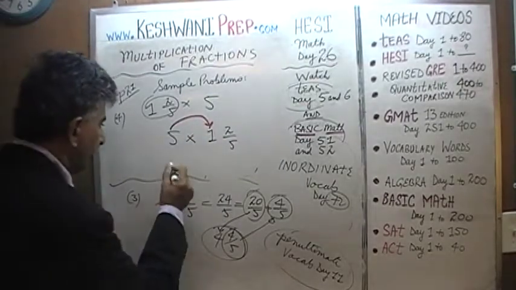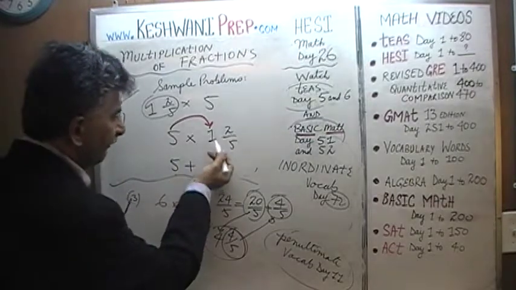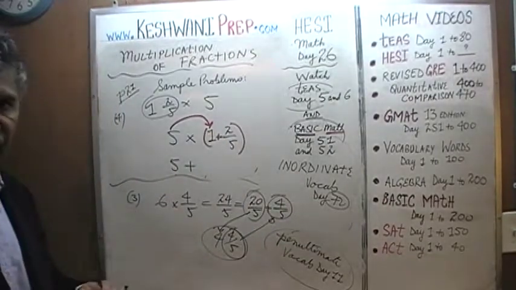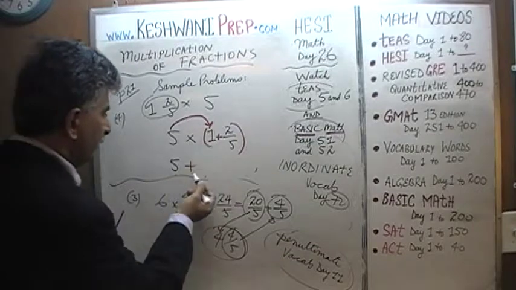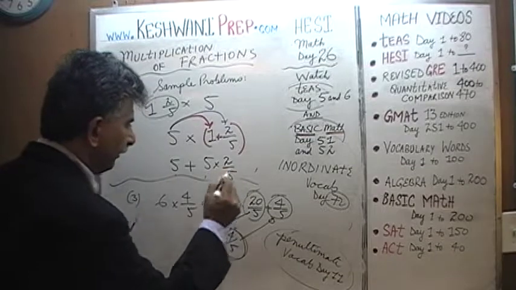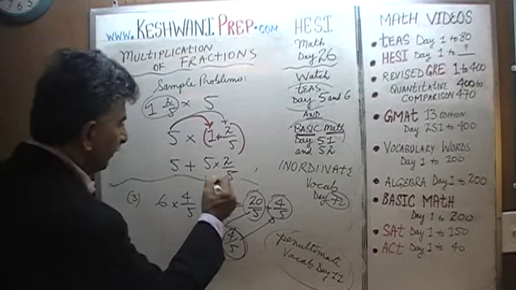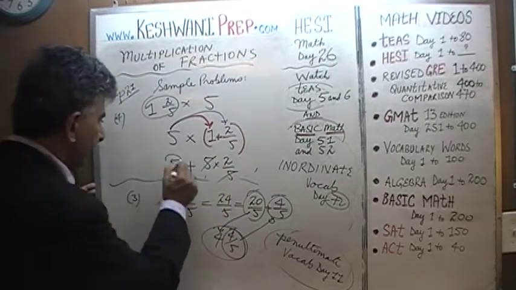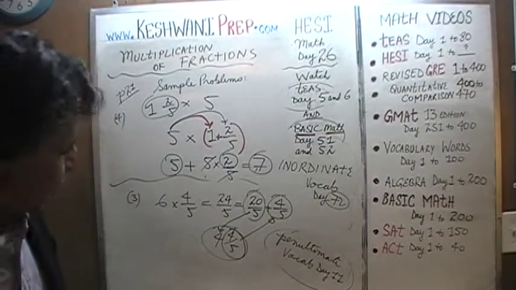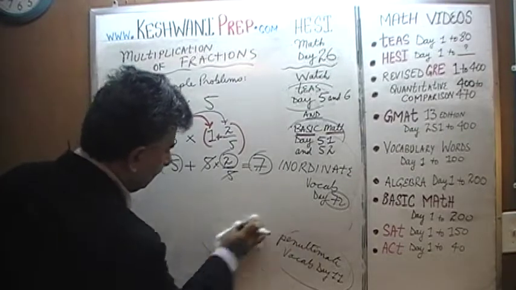5 times 1 is just 5. Plus, because you see, when we say 1 2/5, that's the same as 1 plus 2/5, isn't it? So we did 5 times 1, which is 5, and now 5 times 2/5. The 5 you see on the top and the 5 you see on the bottom are going to cancel out. So the answer simply is 5 plus 2, which is 7. The answer is 7. Let me erase all of this so it doesn't get too crowded, so you can see it properly.